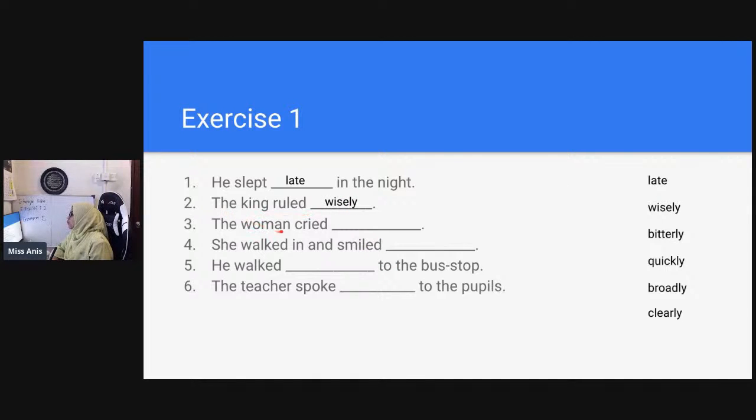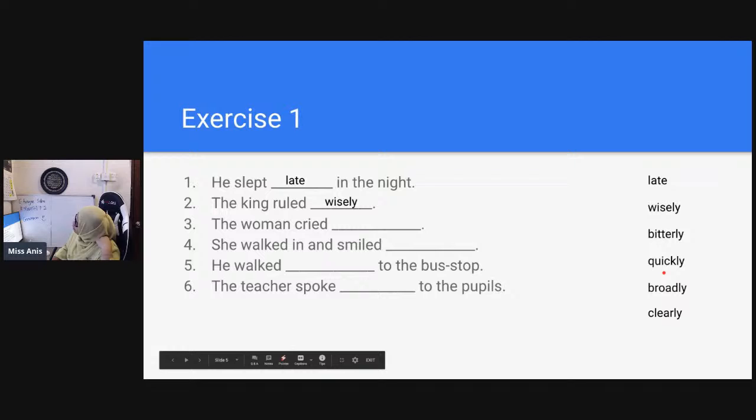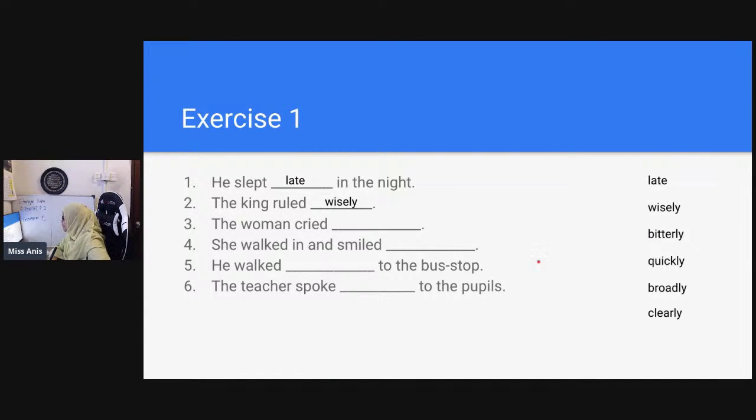Now, the third one, the woman cried. Dia menangis perempuan tu. So ni dah cross. Yang tinggal bitterly, quickly, broadly and clearly. Antara 4 macam tak kena je kalau cried quickly. Boleh lah, cried quickly pun boleh juga sebenarnya. Tapi tak kena sebab have to add more information to that. Dia macam sesuai tapi tak sesuai at the same time. So here, the woman, I think out of these 4 yang tinggal, yang paling kena adalah bitterly lah. Okay, bitterly, bitter ni yang pahit.